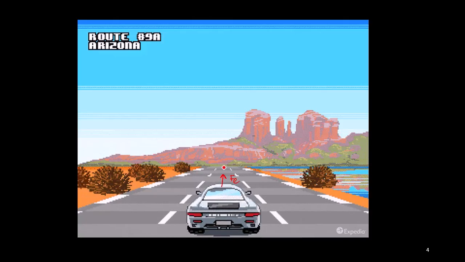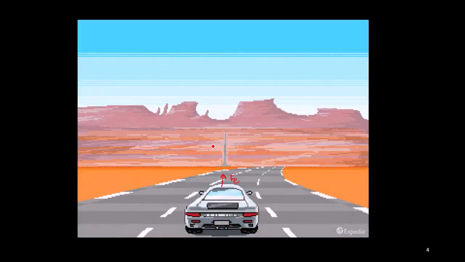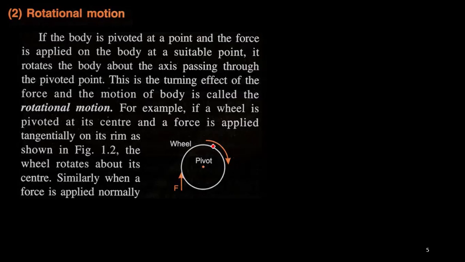So we apply a force on the particular body, and because of that the body is moving in a particular straight line. I can say this is a part of translated motion. Now I apply the force at a different point. Let us say I am applying a force at this point B. Now the force is not passing through the center of the wheel, the point where the wheel is pivoted. Pivoted means the point at which it can rotate. I have to fix this point.